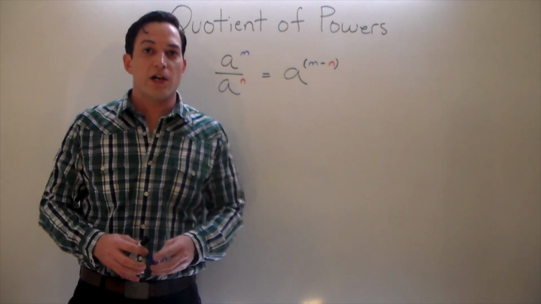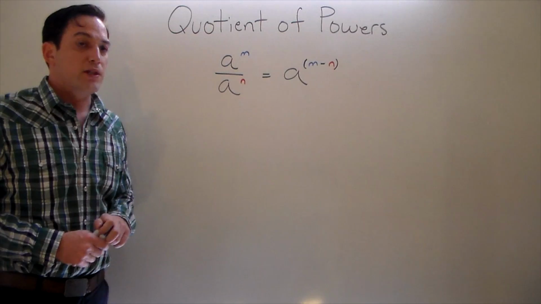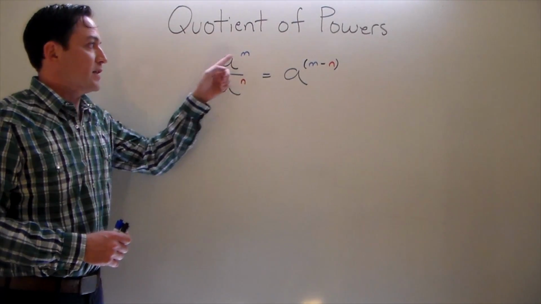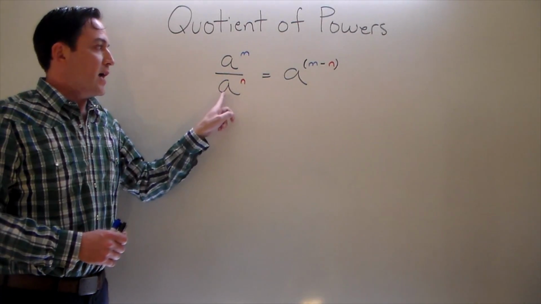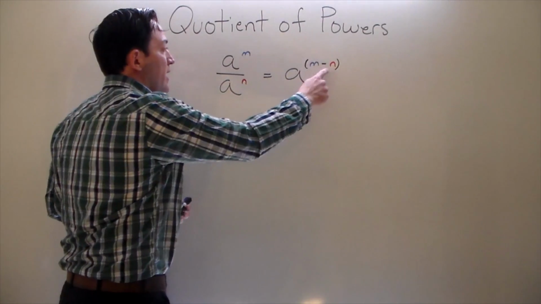Okay, here we go with quotient of powers. So this is basically, in layman's terms, division of exponents. We have the formula right here. It says a raised to the m divided by a raised to the n, and that just equals a to the m minus n.